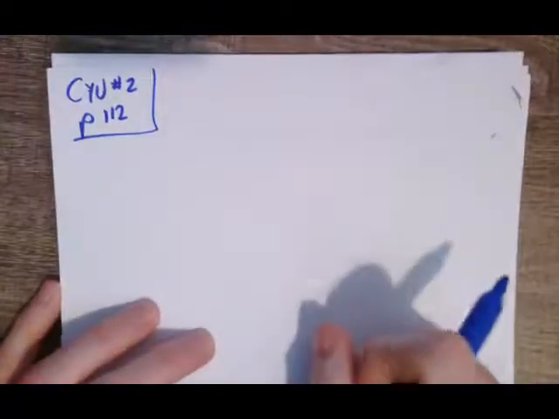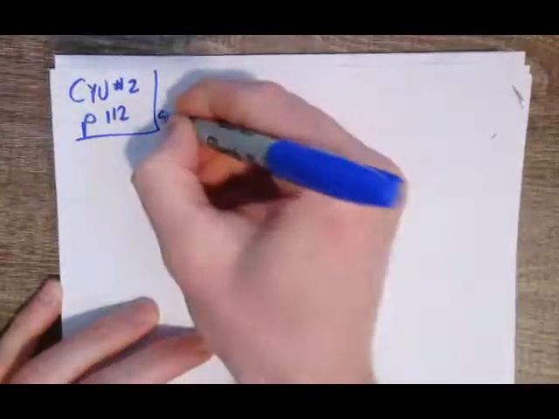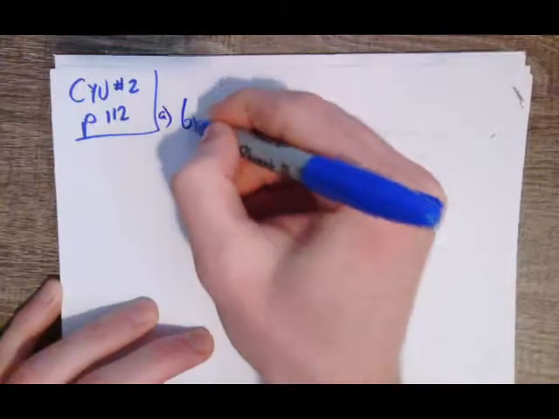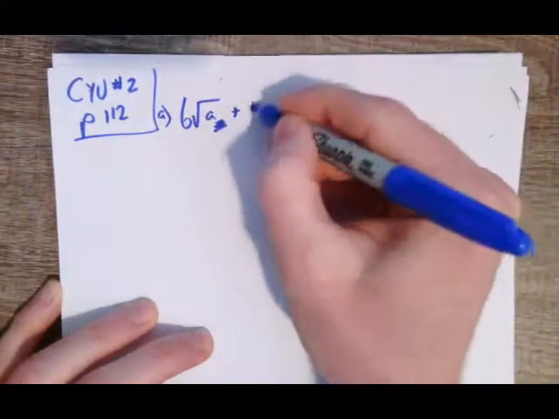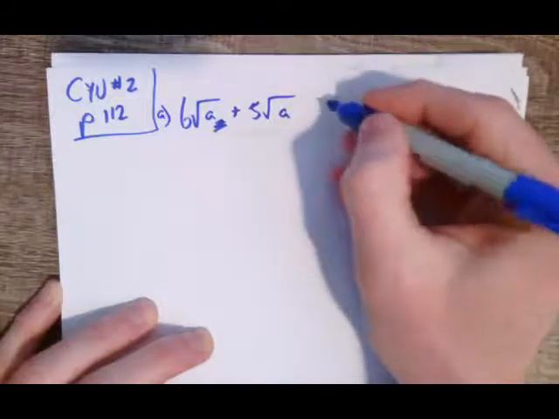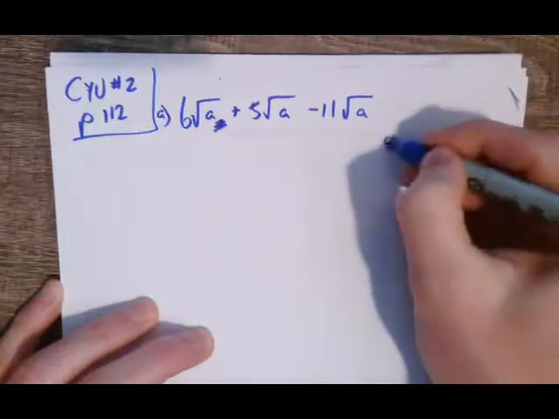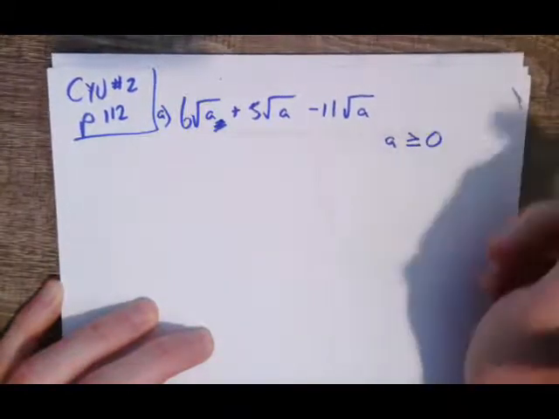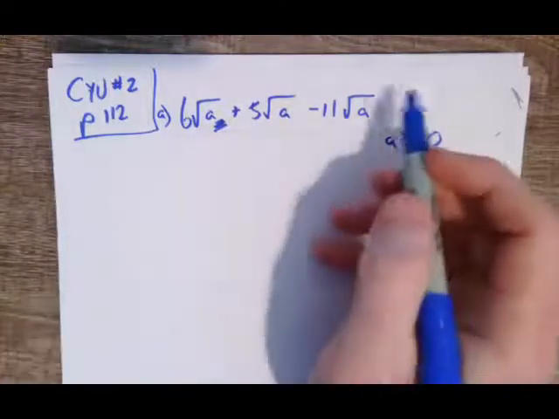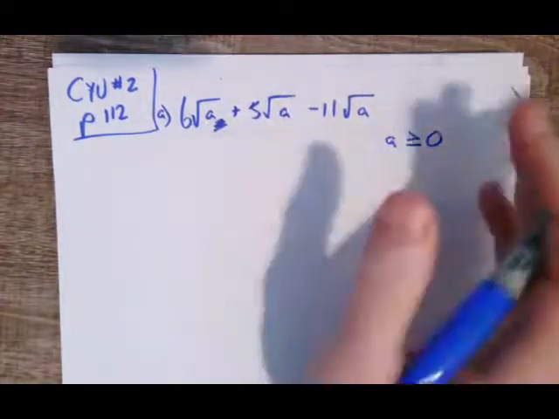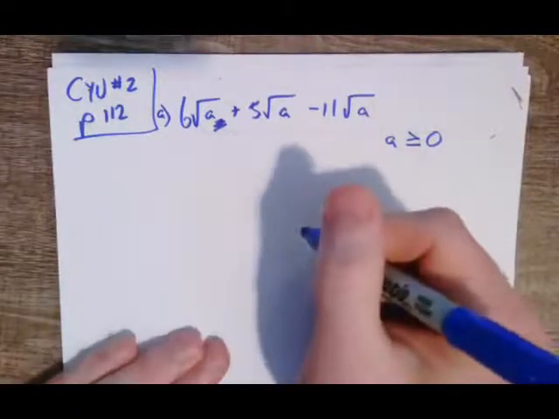It says identify the values of the variables for which each radical is defined and then simplify. So our first one here says 6 root a plus 5 root a minus 11 root a. A has to be greater than or equal to 0. If it's negative, you've got the root of a negative, an imaginary number. It's by itself in there. Nothing is affecting it. It's not squared or cubed or nothing. So it's got to be greater than or equal to 0.